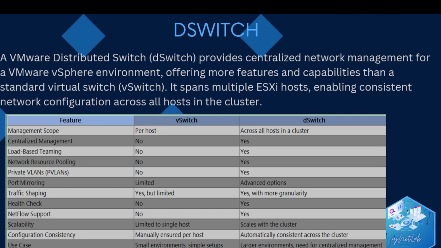Management scope, as I said, is per host for the vSwitch, while it is across all hosts for the D switch. Centralized is the D switch, while the vSwitch is not. You don't have load balancing, network resource pooling, and private VLANs in the vSwitch. Port mirroring is limited, and traffic shaping is there on both of them, but you have more granular control on the D switch.